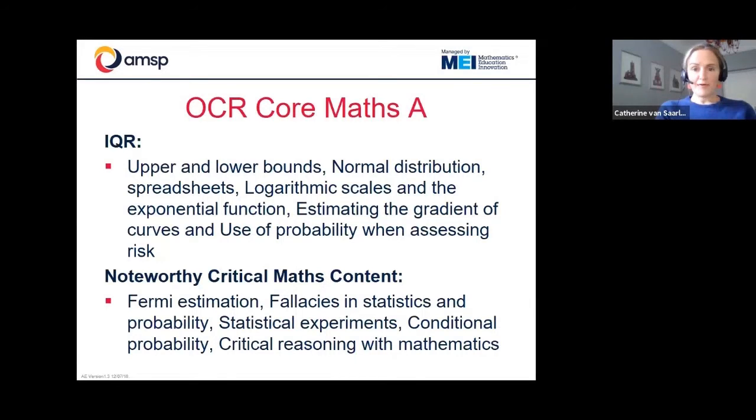In the second paper for Core Maths A, there is a critical maths paper. It's got some Fermi estimation in it. We'll see some questions a bit like that as well when we look at promoting this to students. And fallacies and statistics. So really about looking at what's going on around us, what's going on in the media, and really questioning what we see and making sense of the world around you.